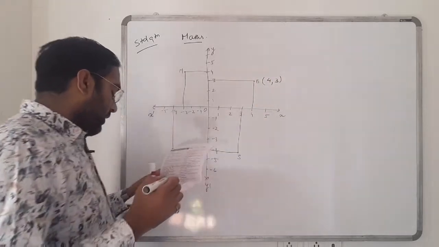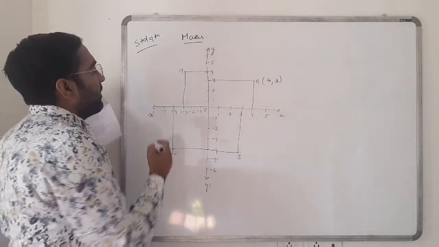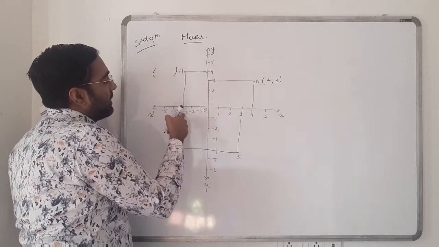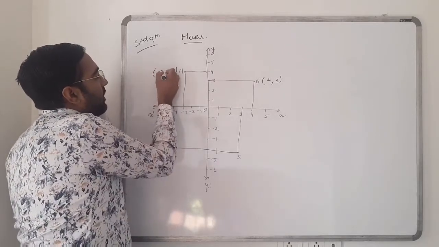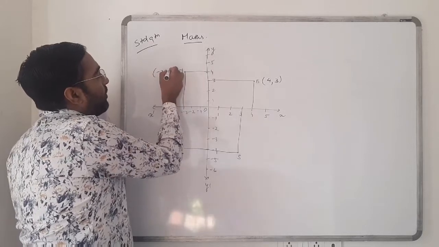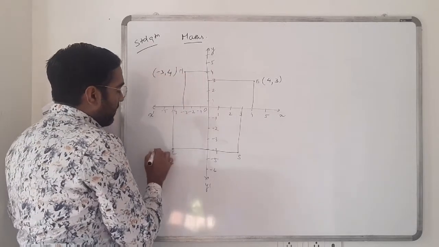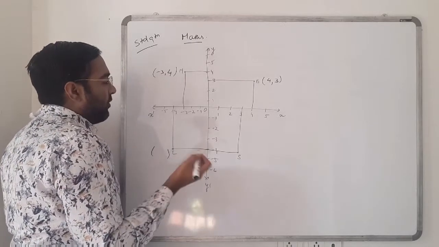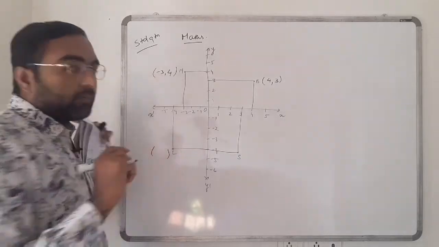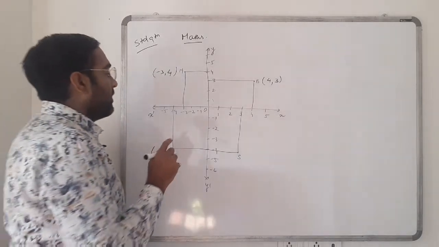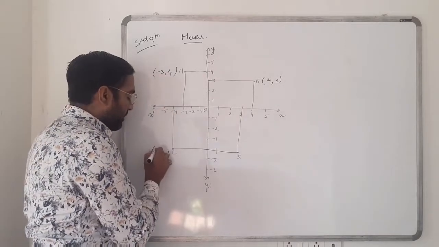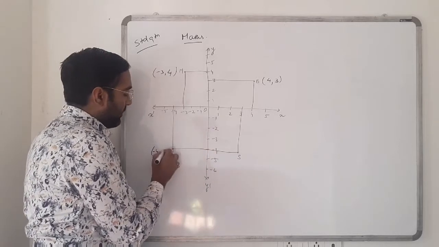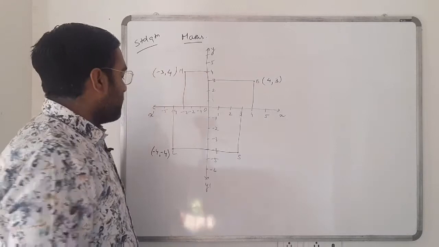After that, what are the coordinates of M? On the x-axis it lies on -3, and on the y-axis it's 4. What are the coordinates of L? Always we first move to the value of x. On the x-axis it lies on -4, and the y-axis is also -4.